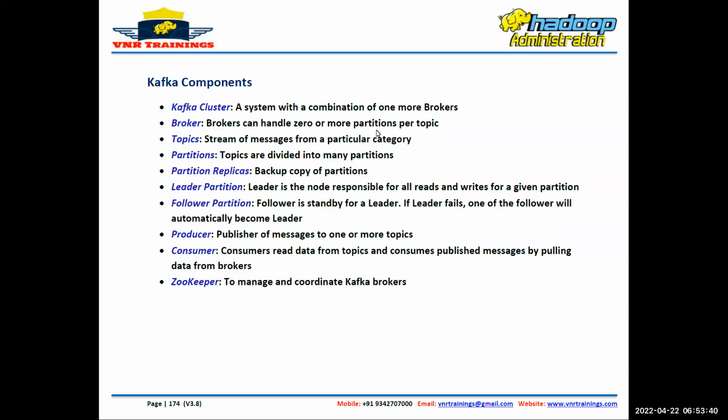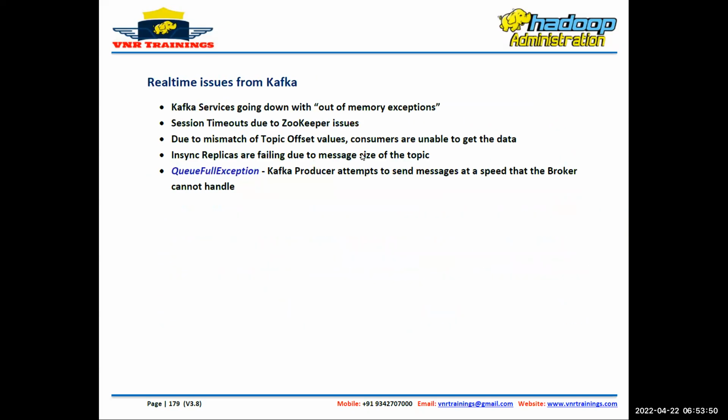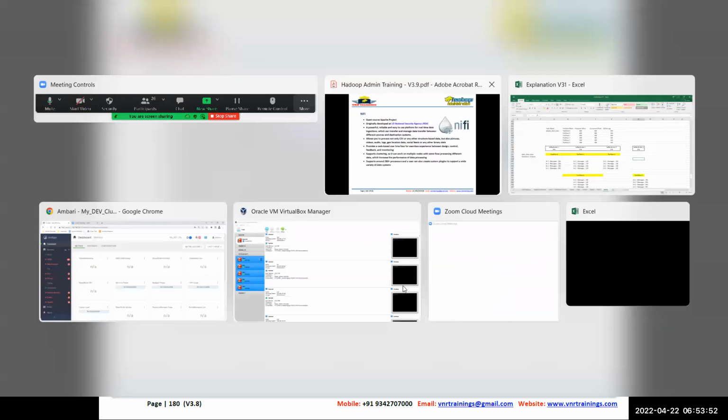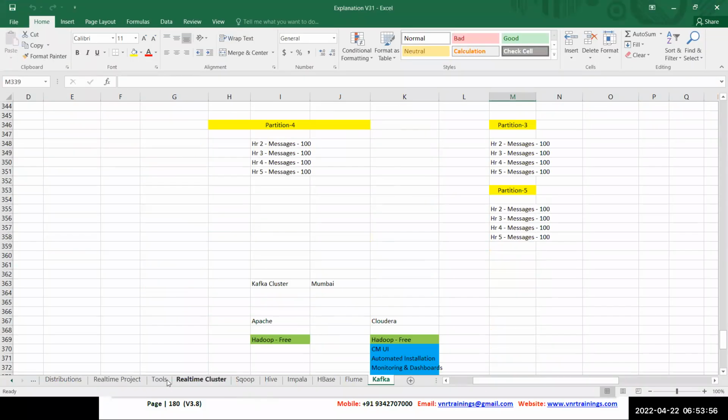Till yesterday we have seen what Kafka is. So what is Flume? Flume is a real-time tool and Kafka is also a real-time tool, but the Flume use case is different and the Kafka use case is different.